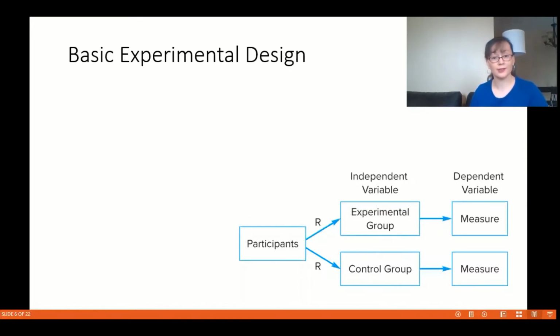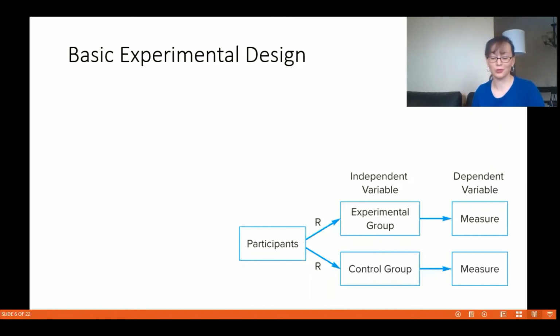At the very simplest level, the very simplest kind of design, we're only going to have two levels of our independent variable. Remember that variables have to vary, and so we need at least two levels. We can have more, but for the basic kinds of design, we're only going to have two. So experimental and control, and we're going to assign our participants to these two groups. They're going to do something in these groups.